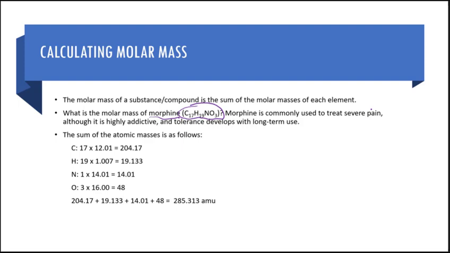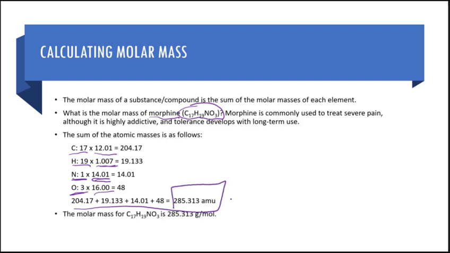So to find the molar mass of a compound, I simply need to take 17 carbons and times it by what carbon's molar mass is, 19 hydrogens times 1 hydrogen's molar mass, 1 nitrogen times nitrogen's mass, 3 oxygens, and then add them all up. So this would be the average atomic mass unit, which we can then say the molar mass is 285.313 grams for 1 mole of morphine.